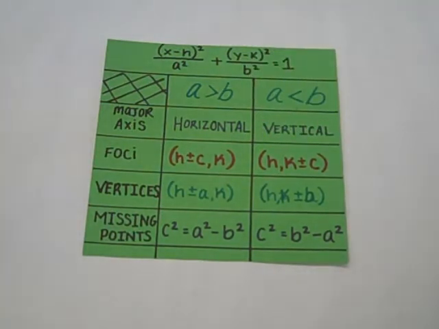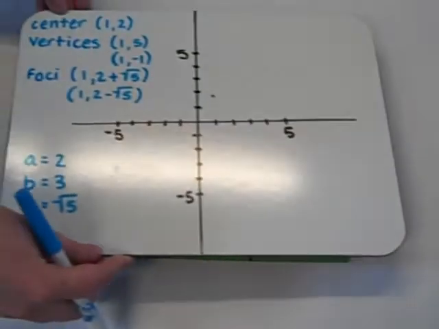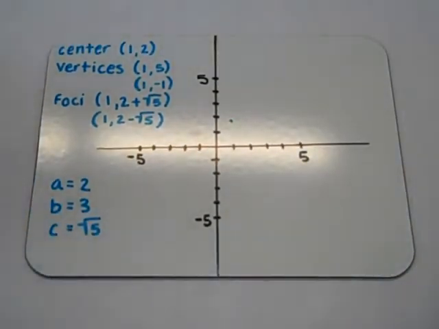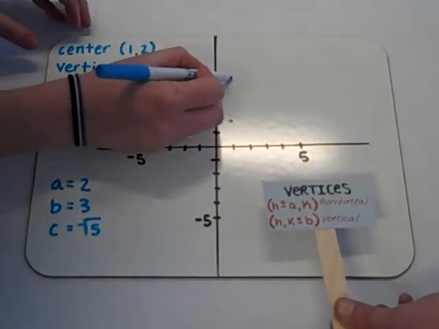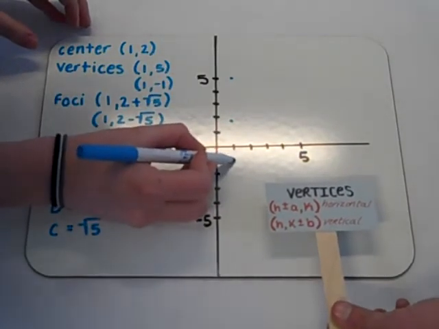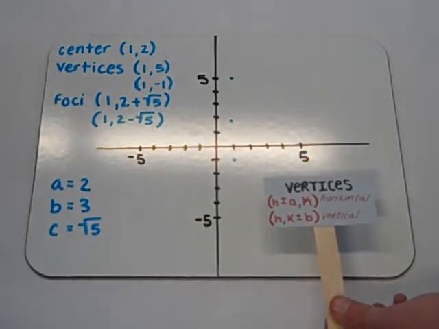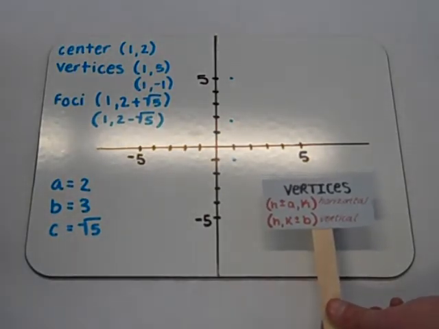And now that we know it is a vertical equation, we also know that we need to add b to k. In other words, the coordinates for the vertices are (h, k plus b) and (h, k minus b). The final coordinates are (1, 5) and (1, negative 1). If the graph was horizontal, then the coordinates would be (h plus a, k) and (h minus a, k).